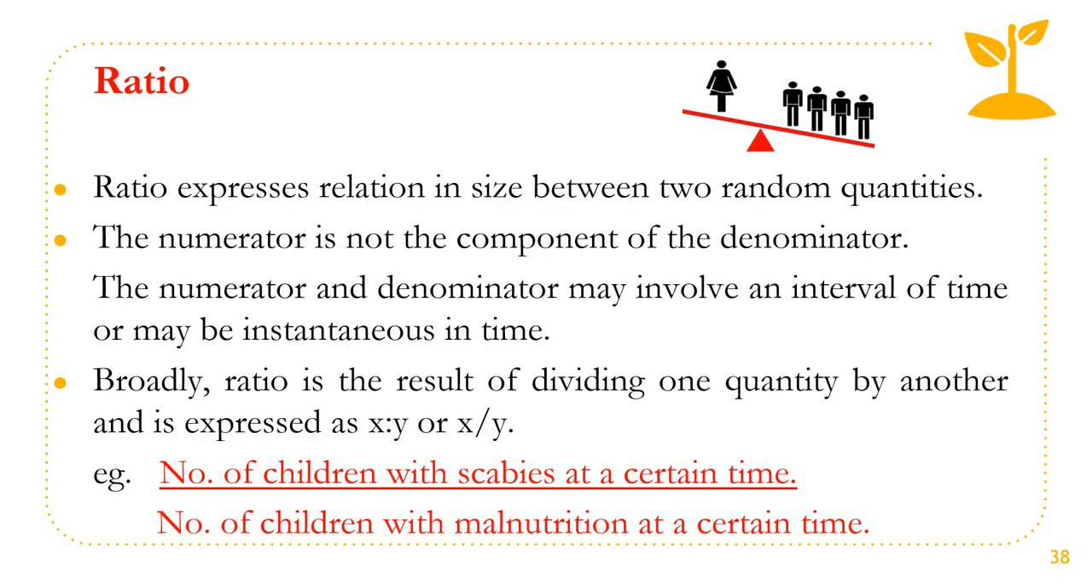Coming to the ratio. Ratio expresses relationship in size between two random quantities. The numerator is not the component of denominator. The numerator and denominator may involve an interval of time or may be instantaneous in time. Broadly, ratio is the result of dividing one quantity by another and is expressed as x is to y or x by y.